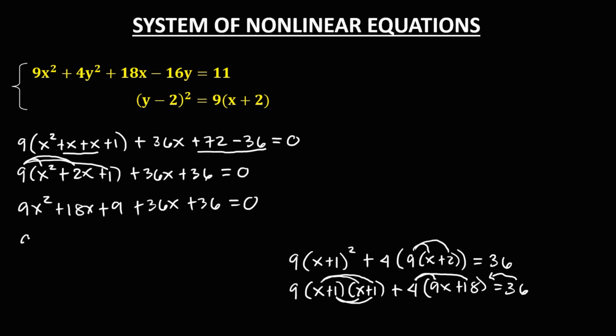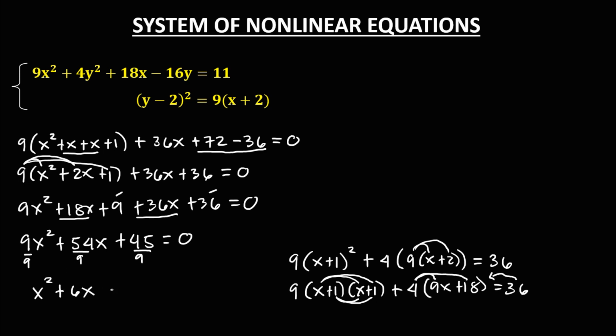Then combine like terms, so we have 9x squared plus this 18 plus 36, that's 54x, and this 9 plus 36, so plus 45, then equals 0. Then observe, for the numerical coefficients, we have 9, 54, and 45, all divisible by 9, so we need to reduce. So divide by 9, so we have now x squared plus 54 divided by 9, 6x, plus this 45 divided by 9, that's 5, then equals 0.